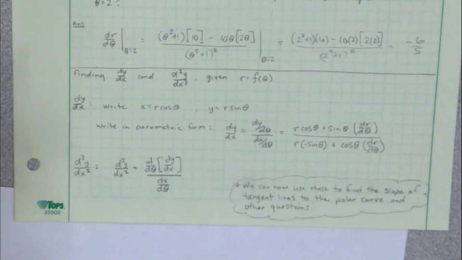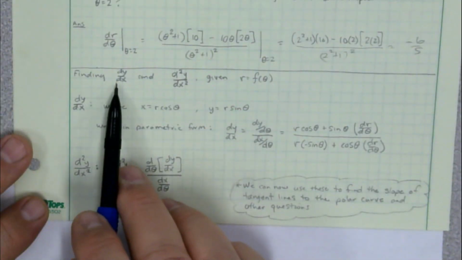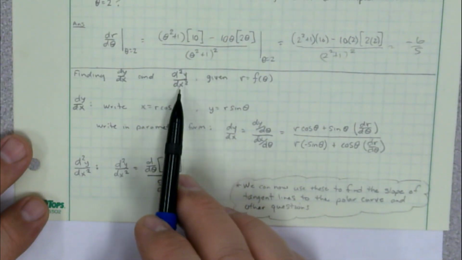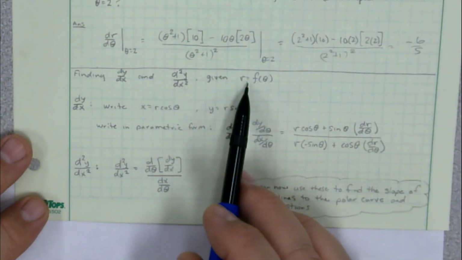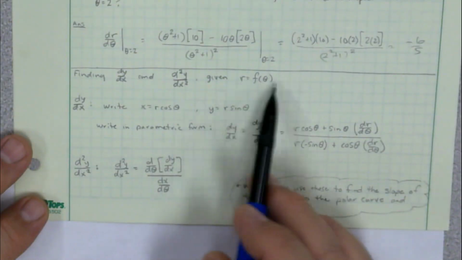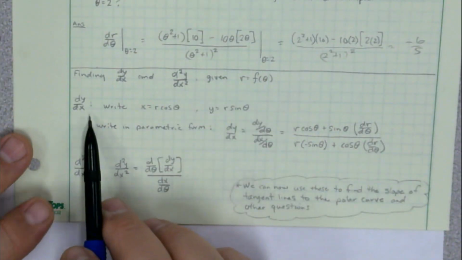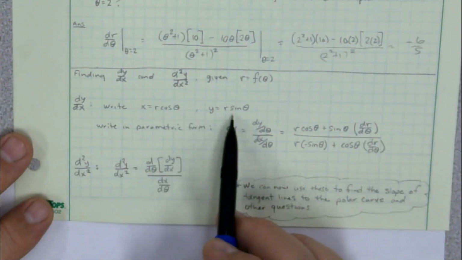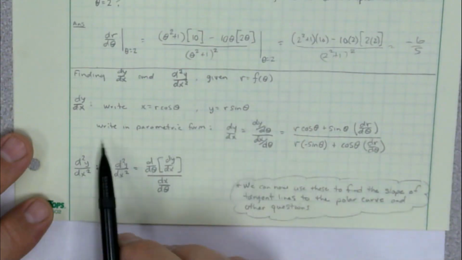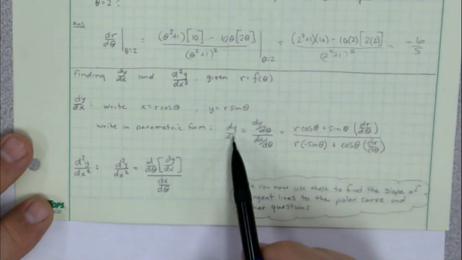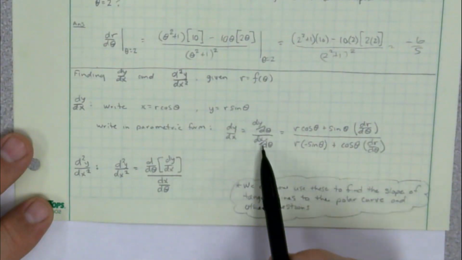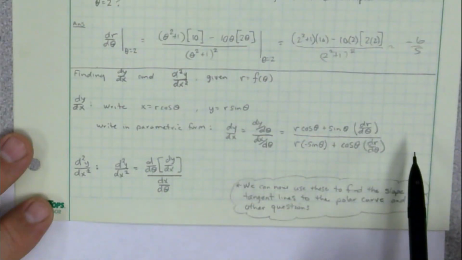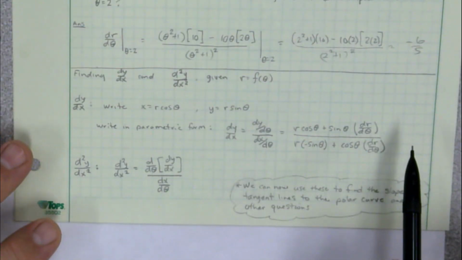All right, so down here, second derivative. Finding the first derivative, dy dx, and the second derivative, of y with respect to x twice, given a polar curve. So we're going to write x is r cosine of theta, y is r sine of theta. Write in parametric form, dy dx is dy d theta over dx d theta, and so that's how we go about doing this problem, just like we did for parametric form.